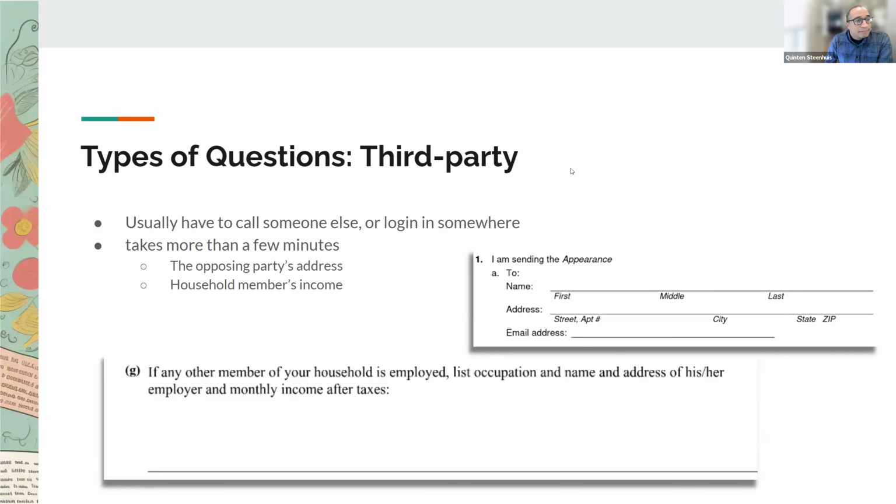And the next level is when you have to get it from a third party. So if a form asks you, what is your spouse's income? What's the address of their employer, right? Those are things you can get, but it's going to take more time. And it might actually have you putting down the interview to do a separate task and then come back to the interview.